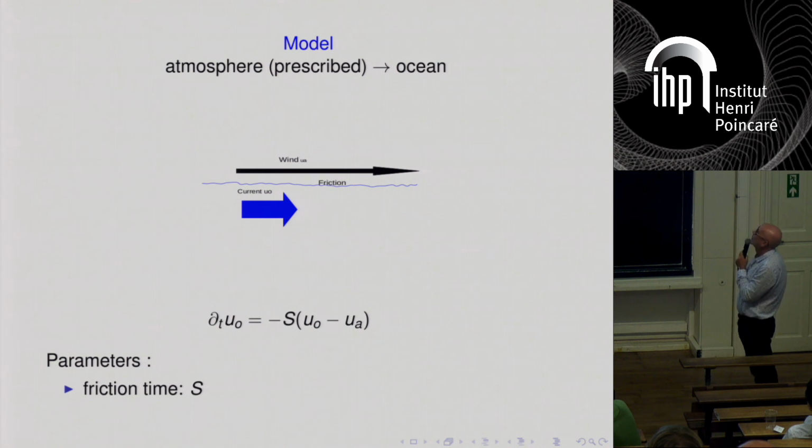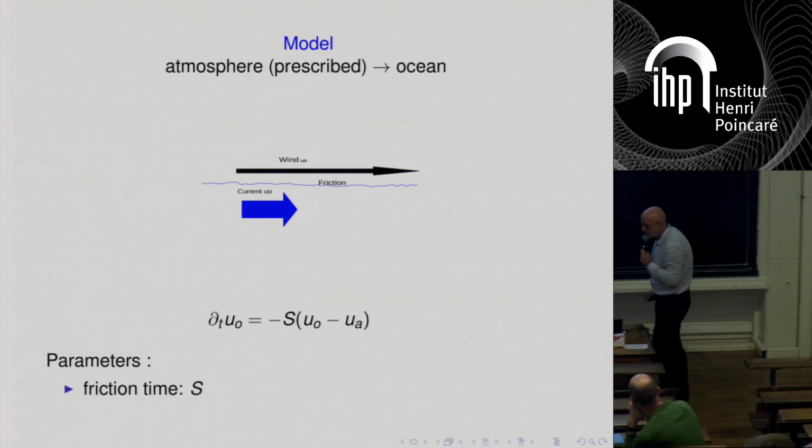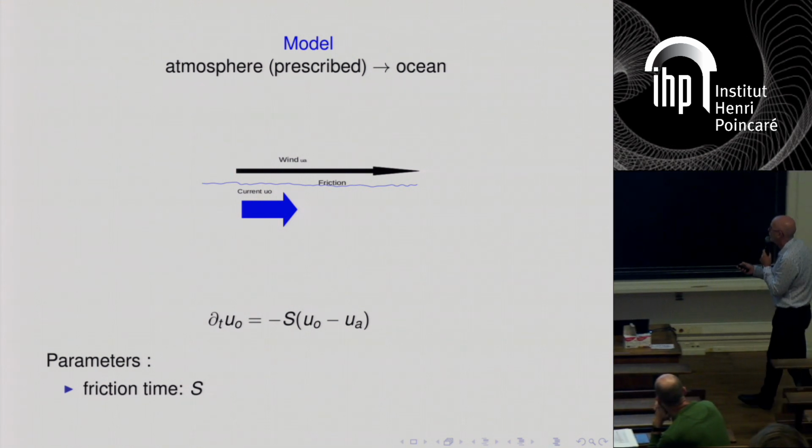Now what I'm going to do is look at the same problem for the wind. Here we have the wind, and here we have the currents. If you look at the acceleration of the ocean currents in a simple model, we have a layer of wind and a layer of the ocean, and you write down the equation. Then the acceleration of the ocean depends on the difference between the two velocities, the ocean velocity and the atmospheric velocity, and there's just one parameter in this linear version, which is the friction time.